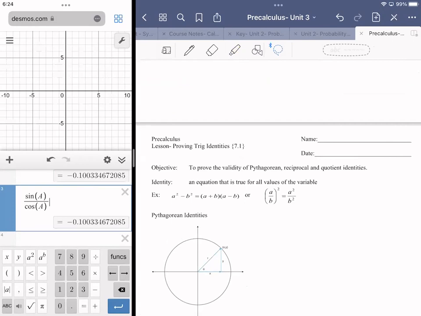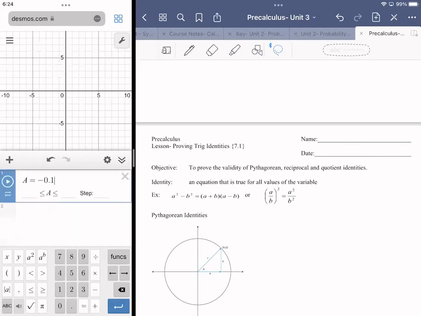That's all wonderful. But that doesn't really tell the whole story. We're going to look at the validity of Pythagorean, reciprocal and quotient identities. And it's all going to start with this good looking circle right here. And we could actually create that circle on Desmos. And you'll get a copy of this. I'll post it up on Blackboard.